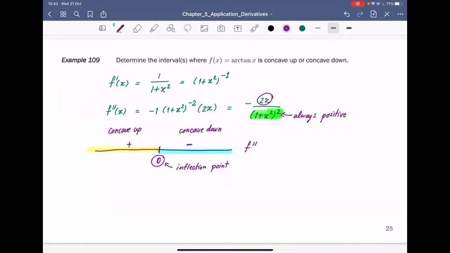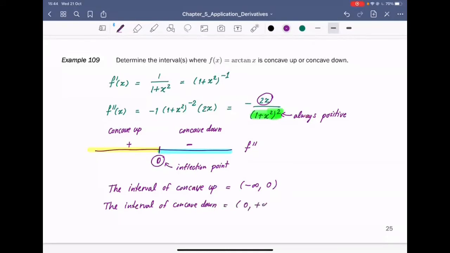Concave up and concave down here, and then I get the interval of concave up. This is going to be negative infinity to 0. And then the interval of concave down is going to be 0 to plus infinity.